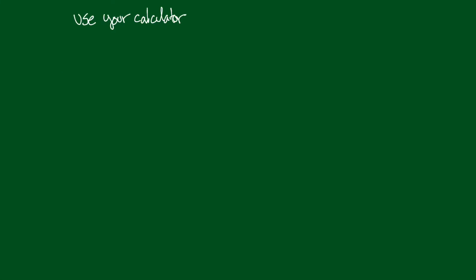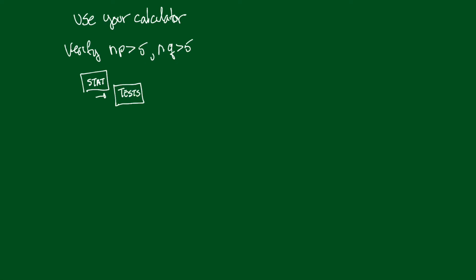Now you may want to use your calculator. After you verify that n times p is greater than 5 and n times q is greater than 5, then on your calculator, go to Stat, scroll over to Tests, and scroll down all the way to A. And A is the 1-PropZInt, the one proportion Z interval.